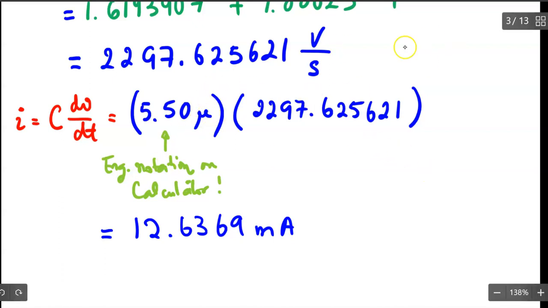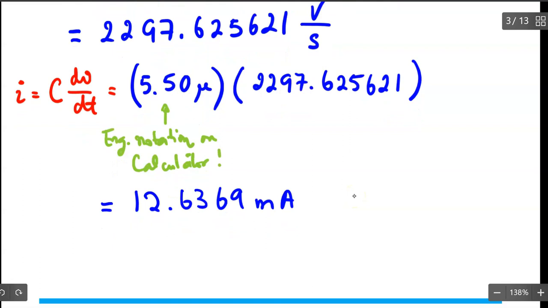Milliamp is what comes out from multiplying the micro with this number, and we are not finished yet. We need to put this in 3 significant digits. So my final answer is the instantaneous current, with the capacitor equal to 5.5 microfarad in this circuit, finding the derivative of V as a function of time, will give me 12.6 milliamps.